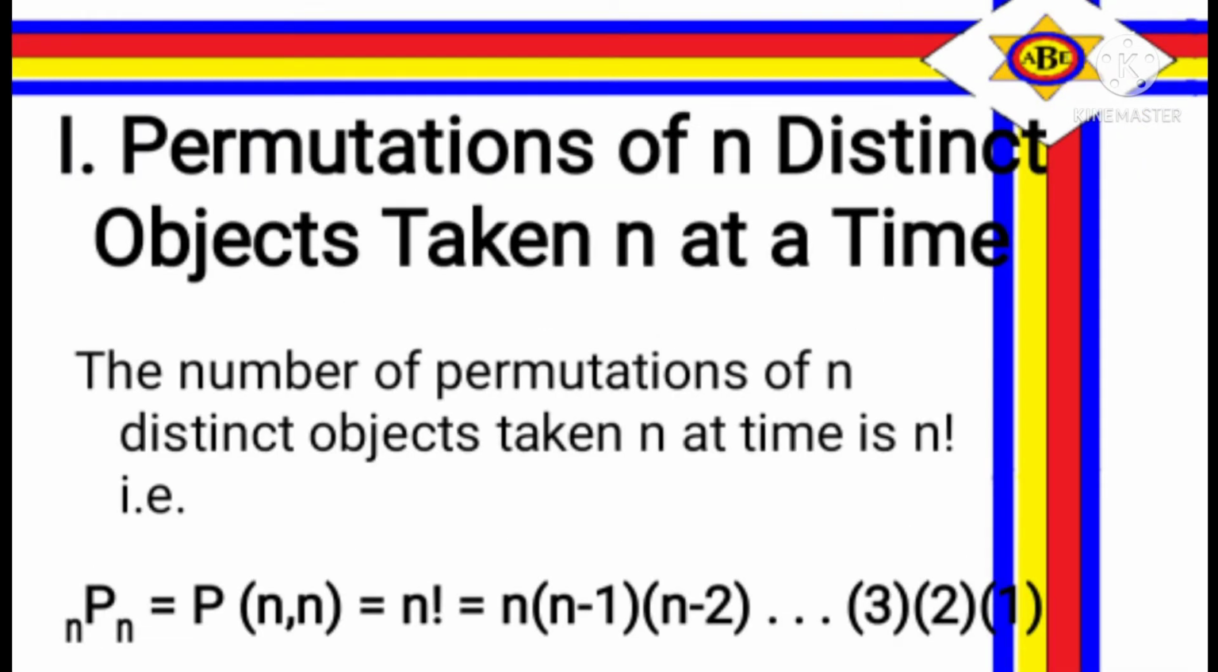Rule number 1: a permutation of n distinct objects taken n at a time. The number of permutations of n distinct objects taken n at a time is nPn, which is equal to n factorial, written n!. We're going to write it in another form: n times (n minus 1) times (n minus 2), and so on and so forth until 3, 2, 1.